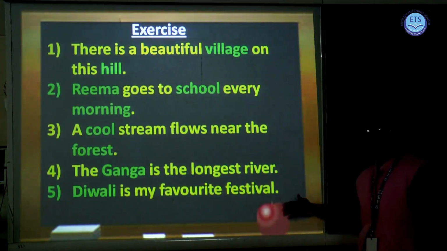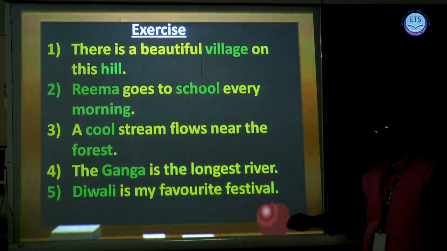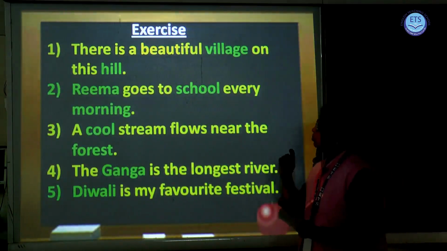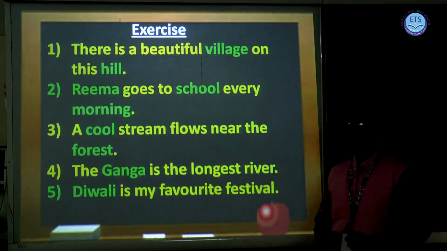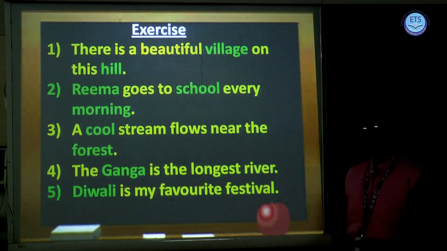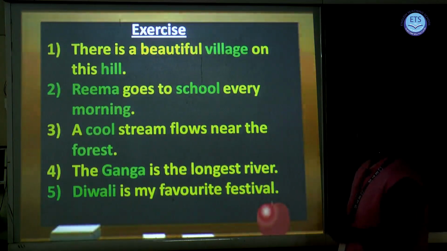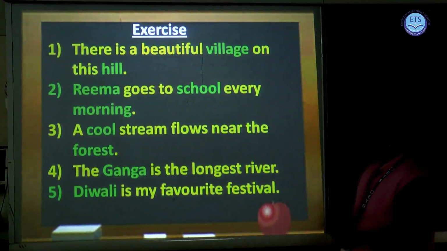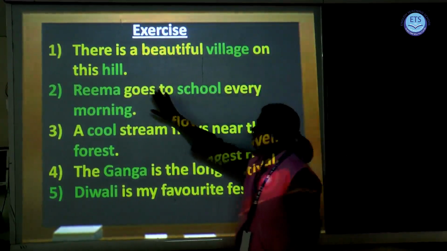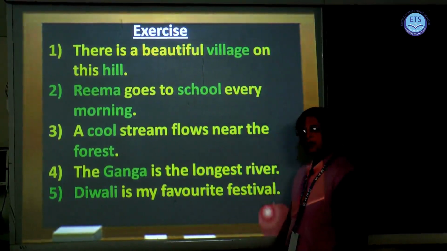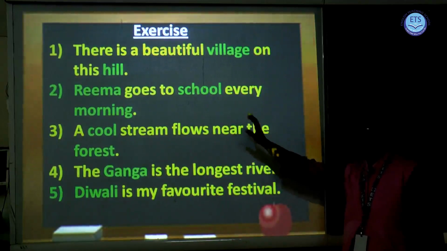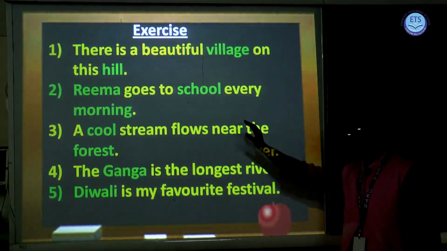Now, let us see some examples which are related to common and proper nouns. Here, wherever the words are highlighted are proper and common. Now, let us read the first one. The first one is, there is a beautiful village on this hill. Now, here village and hill both come under common noun. Okay? Hill and village, again I repeat, come under common nouns.